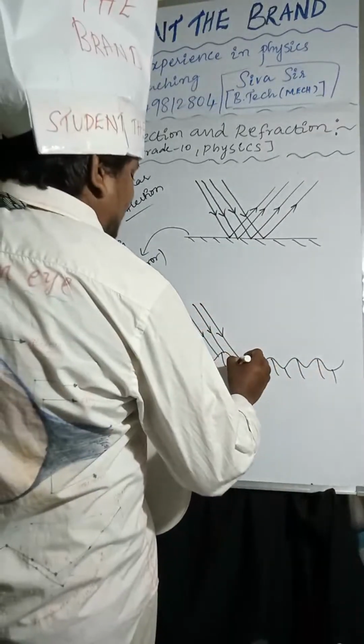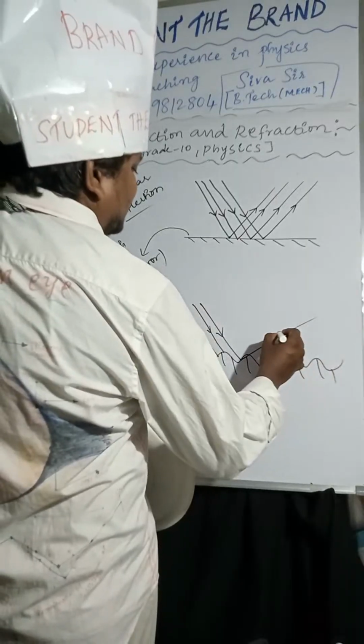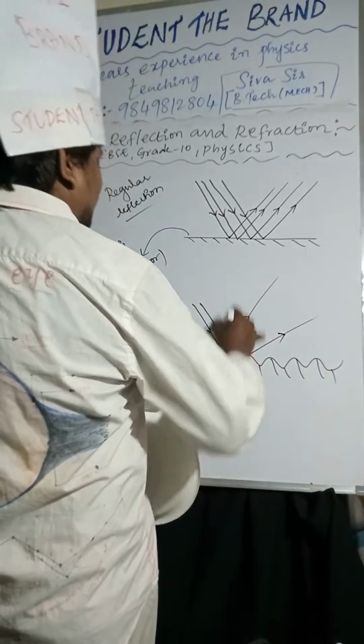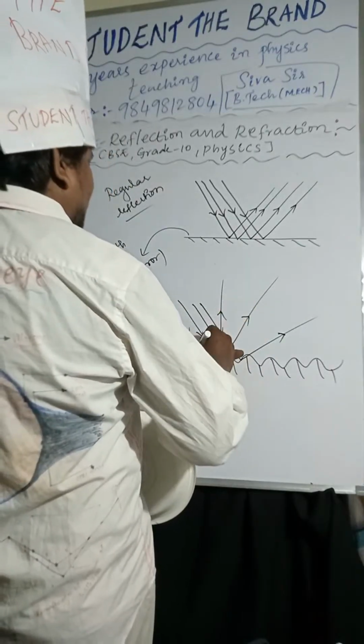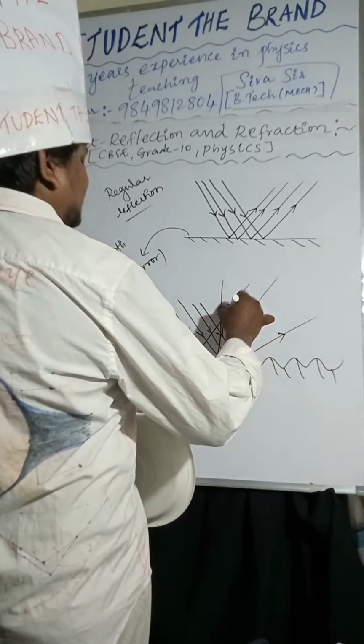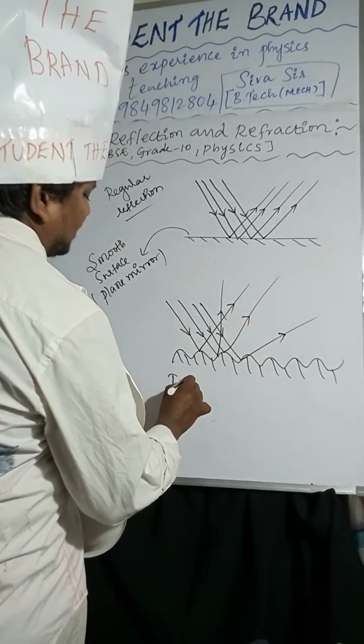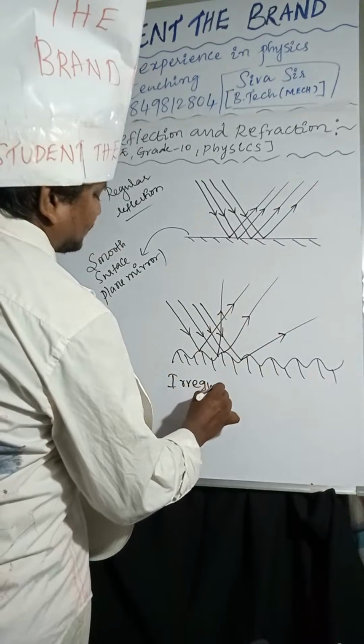So I'm considering here like this. These reflected light rays are not parallel to each other. Then what happens? Those light rays will move in different directions like this. Okay, so this is about irregular reflection, or diffused reflection.